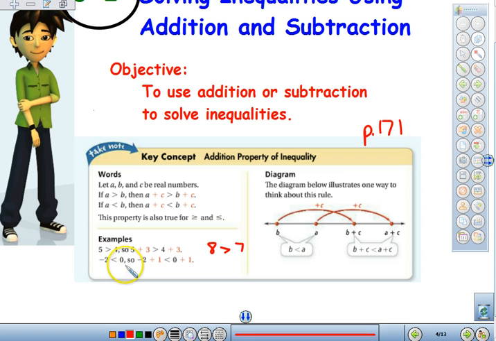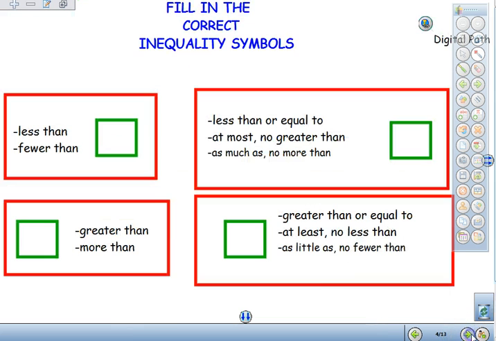Same thing if you have a negative number. Negative 2 we know is less than 0. Add 1 to both sides, and we would still have negative 1 is less than 1, which is a true statement. So what we want to look at is filling in these responses and making sure we know which inequality goes.